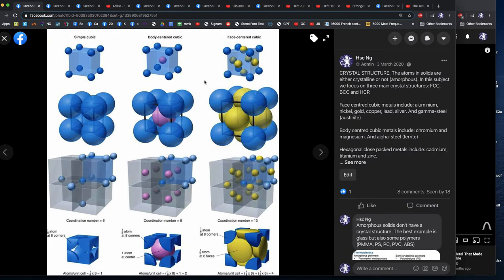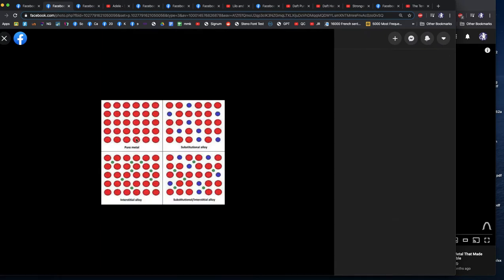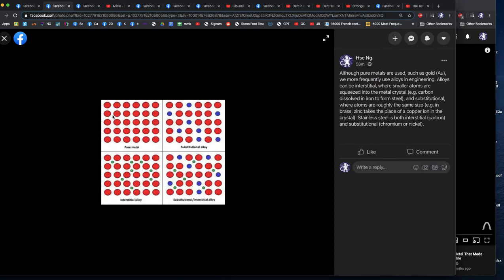And what we've also learnt is that there can be alloys of metals. So in a metal, we could have a pure metal, for example pure copper or pure gold, and they arrange themselves neatly in a lattice. Or we can have an alloy like steel, where we take a lot of iron atoms, and then we add in very small amounts of carbon.